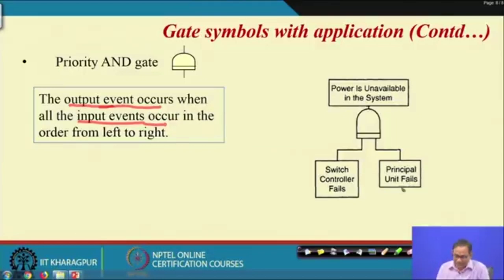So that is the order, first this then the second, both things must happen, and it should happen in this order. What will happen if the switch controller is successful and the principal unit fails? Then automatically the standby unit will start working. So power will be available in that case. Okay, so this is known as the priority AND gate.